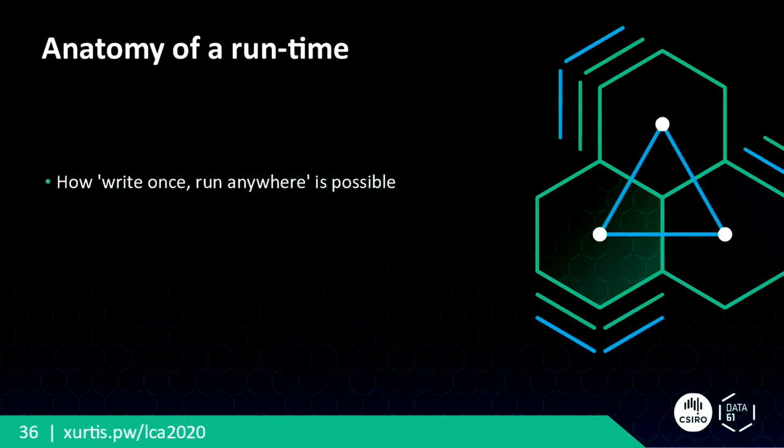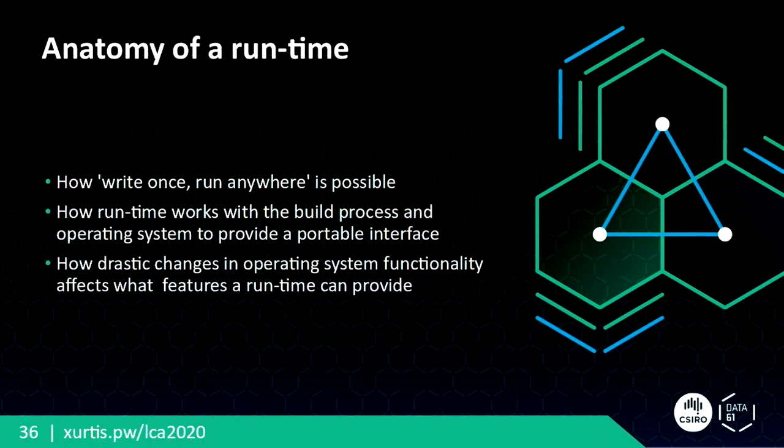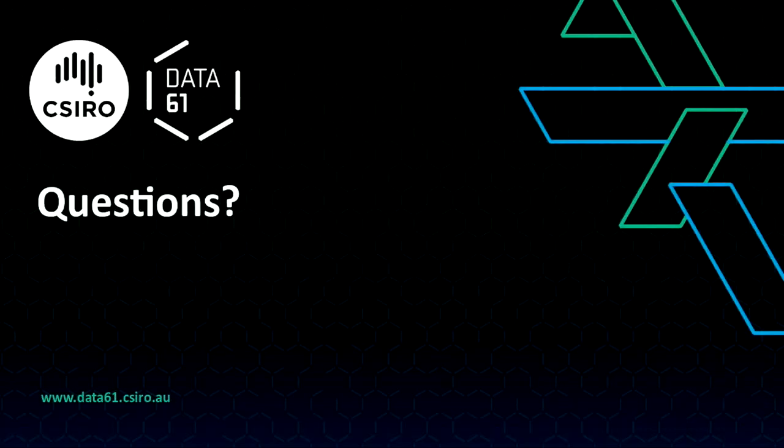Hopefully, at the end of all of this, you may have a better understanding of how the concept of write once, run everywhere is possible in many cases, how it relies a lot on the build process and primarily the operating system to provide features to your application, but how if you make big changes in your operating system or your operating system doesn't provide features, your programming language may not necessarily be as portable as it advertises itself.